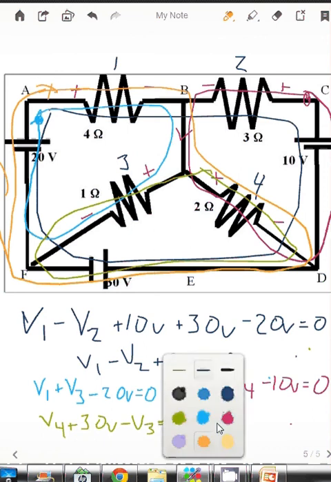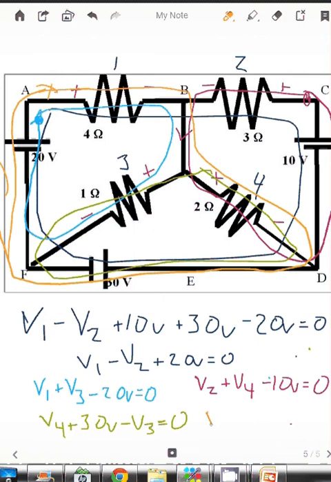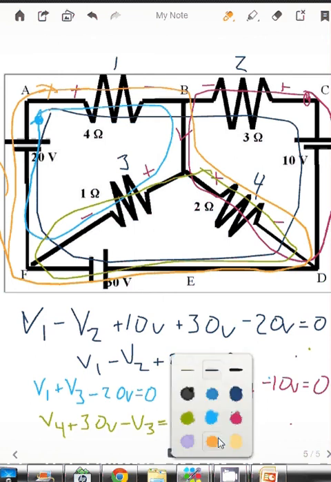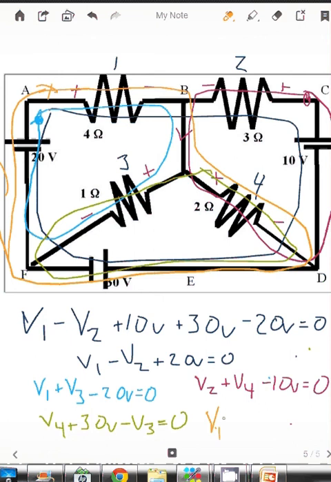Well, I'm hitting plus V1. And then I'm hitting V1 plus V4. I keep going, I hit the positive side of 30 volts. I keep going, I hit the negative side of the next one, so minus 20 volts. And I'm back to the beginning. It might come off the thing, but that has got to equal 0.